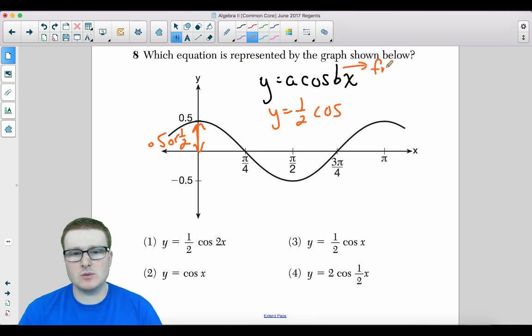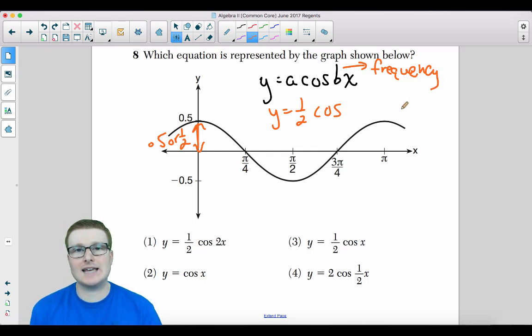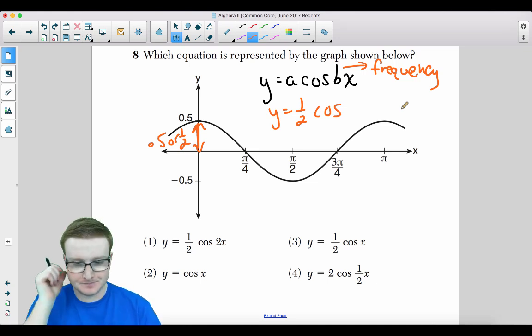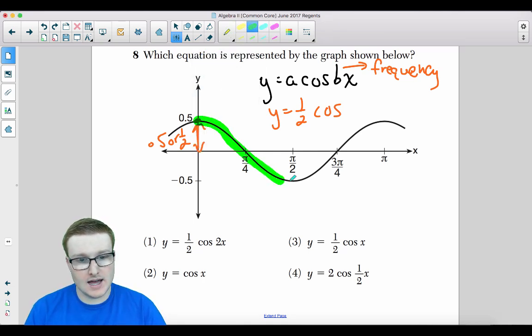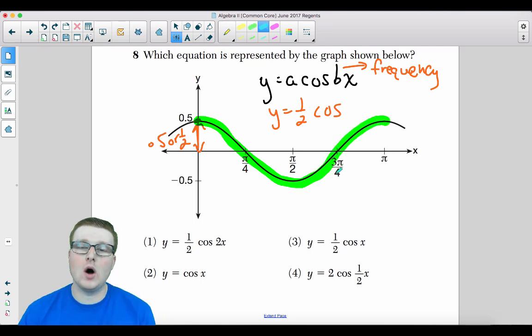B represents the frequency, okay? And remember what the frequency is. The frequency is how many times the curve occurs in 2 pi radians, okay? So clearly it's starting up here. This is one cosine curve. Go down, then back up. This is one cosine curve. So you see how one cosine curve occurs in pi radians?